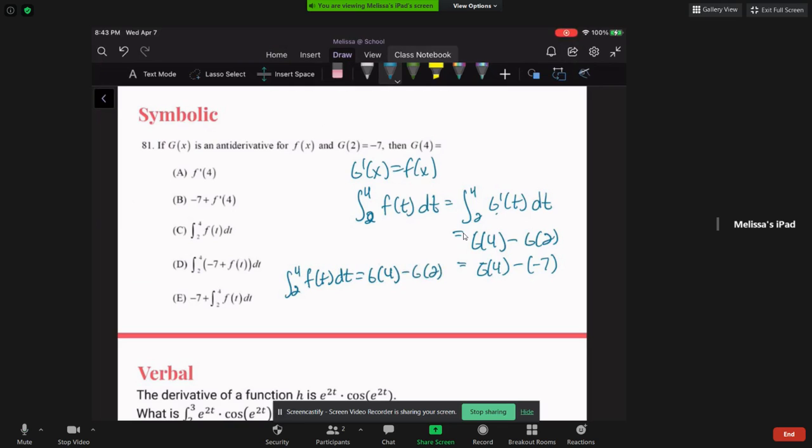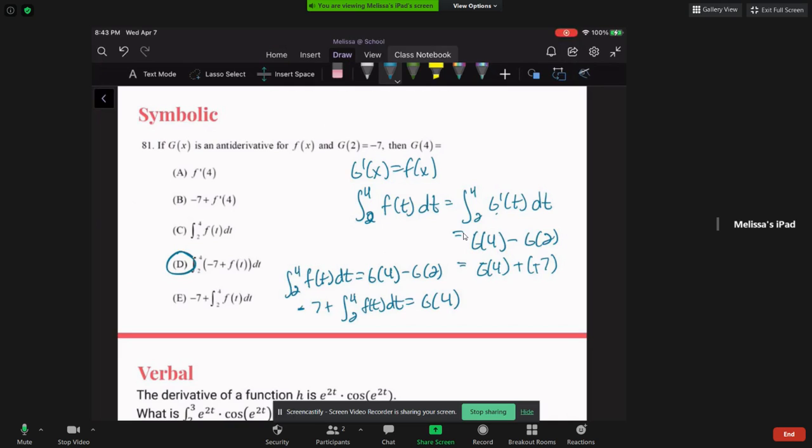minus g of 2. Well, I can move that g of 2 over. So now I have, I'm going to add the negative, and a negative and a negative make a positive. So when I move that over to the other side, it's going to end up giving me a negative 7 plus the integral from 2 to 4 of f of t dt, and that's going to equal what I had left on the other side, which is g of 4. And if you notice, that would be choice D here.